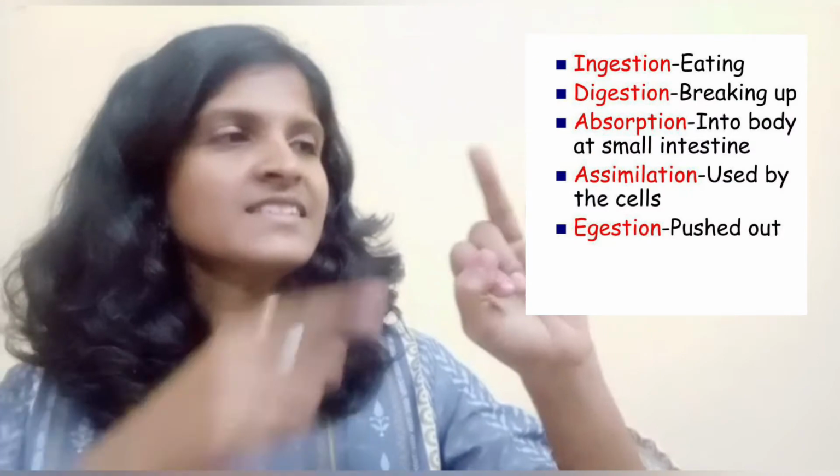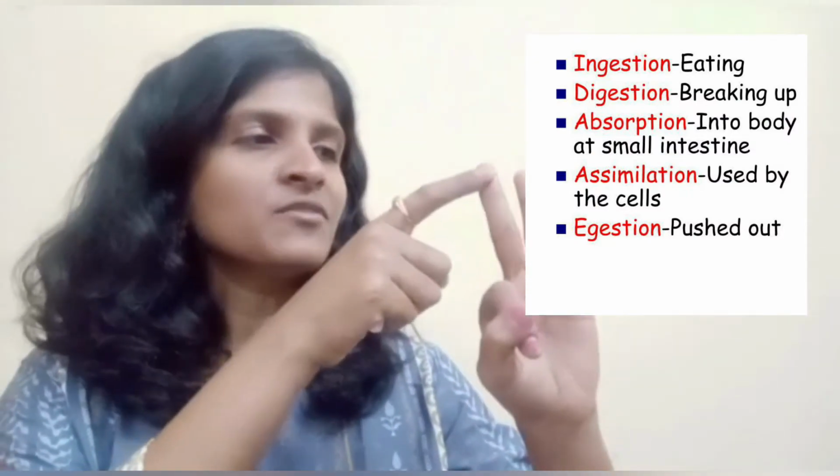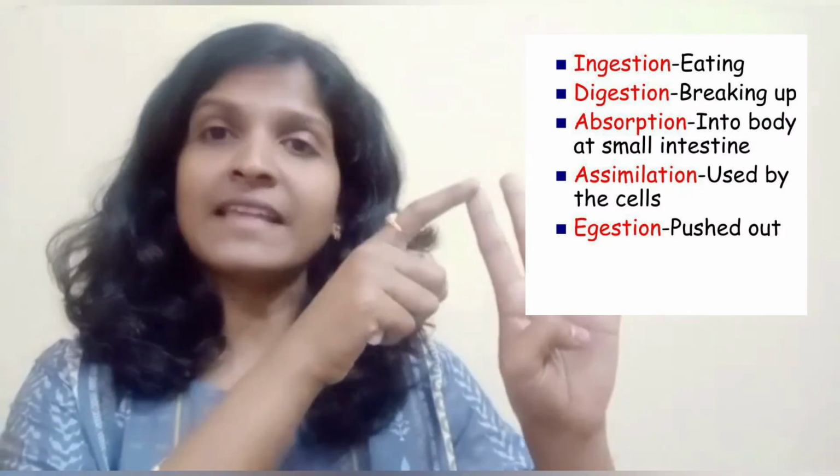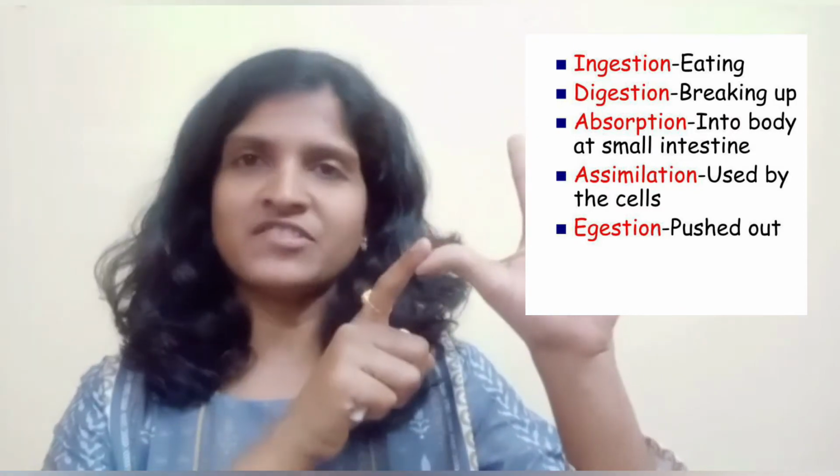The process of nutrition involves 5 stages. First one is ingestion, second is digestion, third is absorption, fourth is assimilation, and the fifth stage is egestion. Now let's see about the Holozoic. The Holozoic is a very important thing because we human beings fall into this category. Not only human beings, animals also.